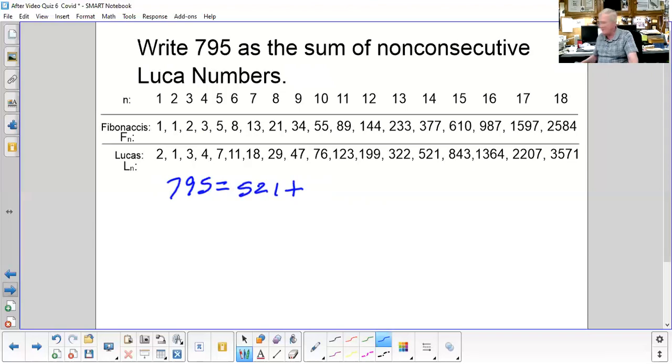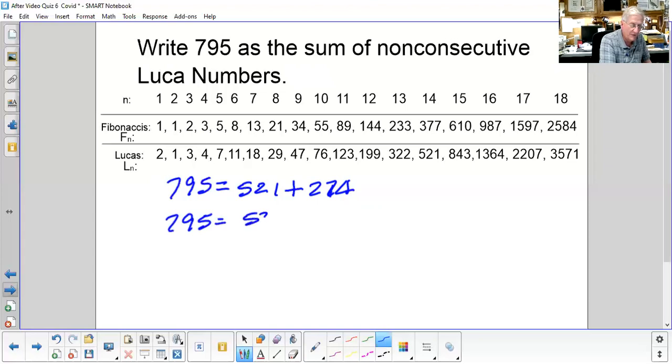So now I'm going to do 795. So 795, and I'm going to subtract from that 521, and I get 274, right? Well, I'm all finished if 274 is a Lucas number, right? But unfortunately, it is not. So I've got to keep going.